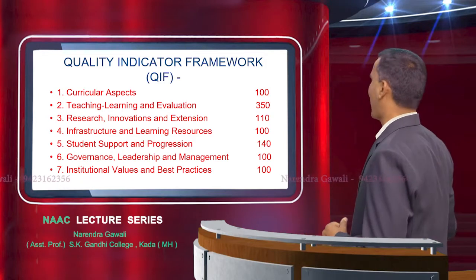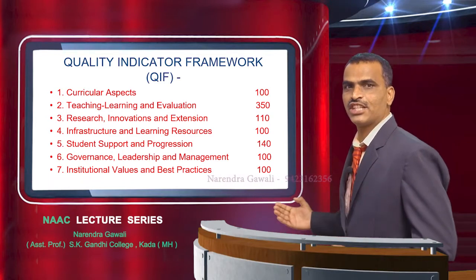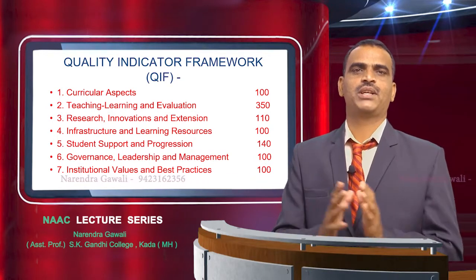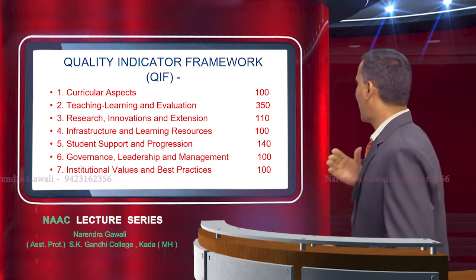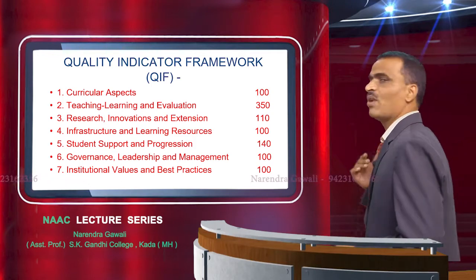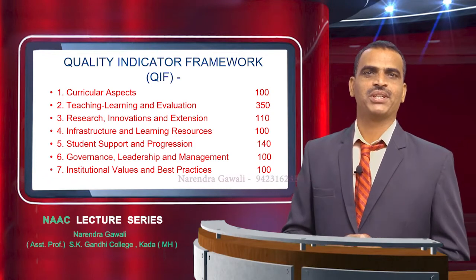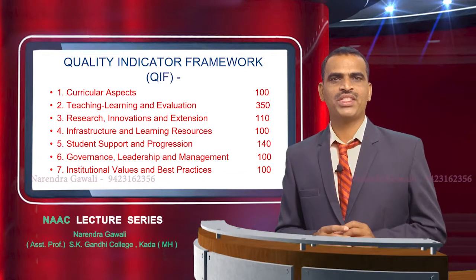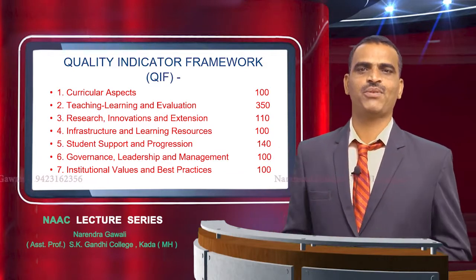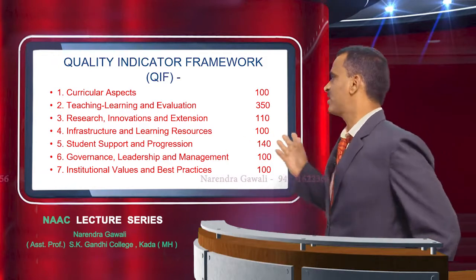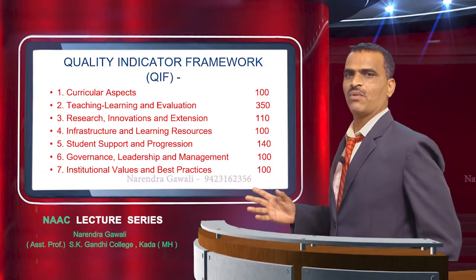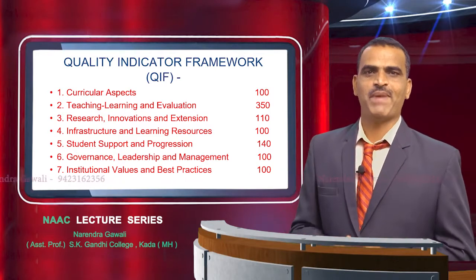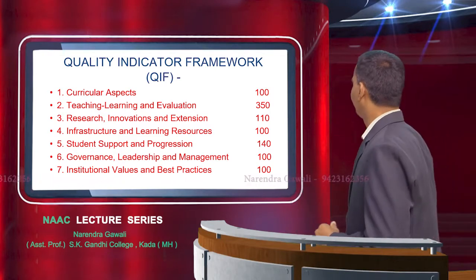In the 6th criterion, we have governance, leadership and management, which has 100 weightage. And the last one is institutional values and best practices, which has 100 weightage. Overall, 1000 weightage is divided among these 7 criteria. So we'll take each aspect or criterion one by one.